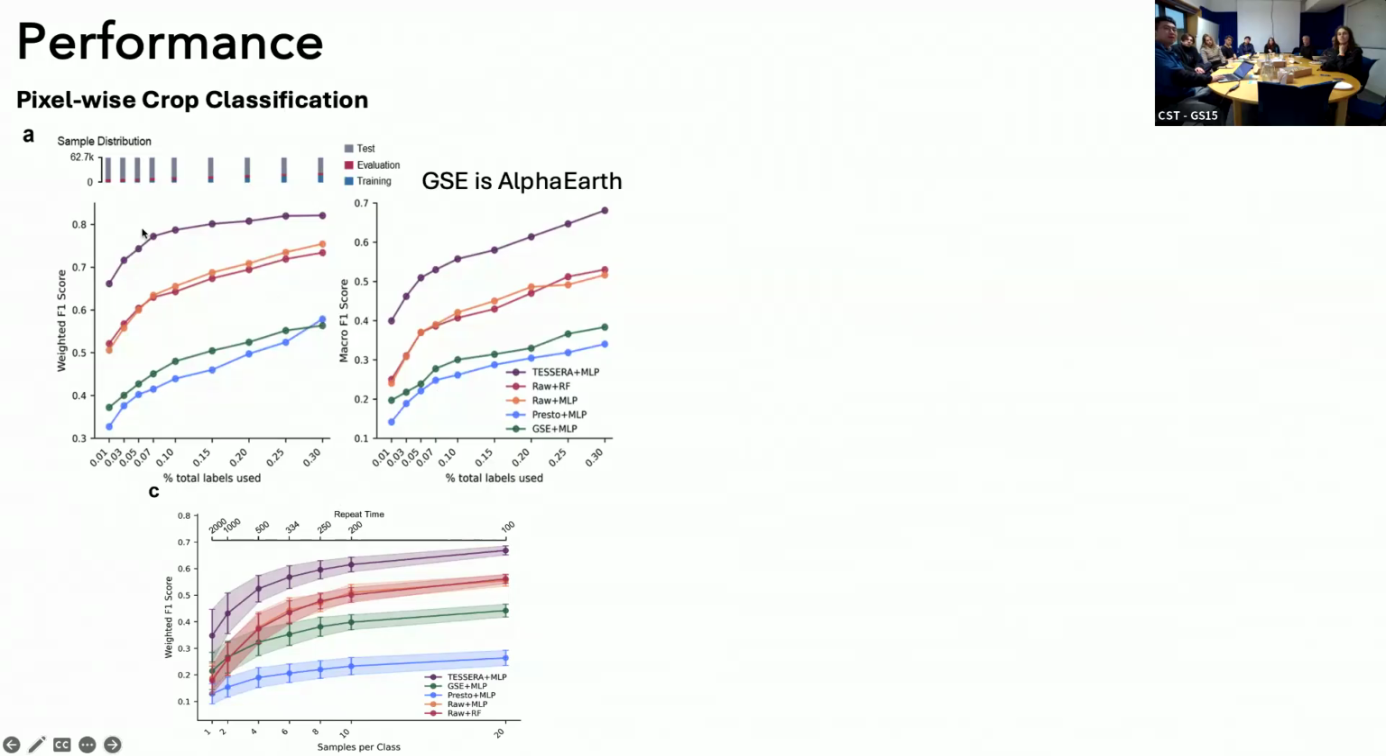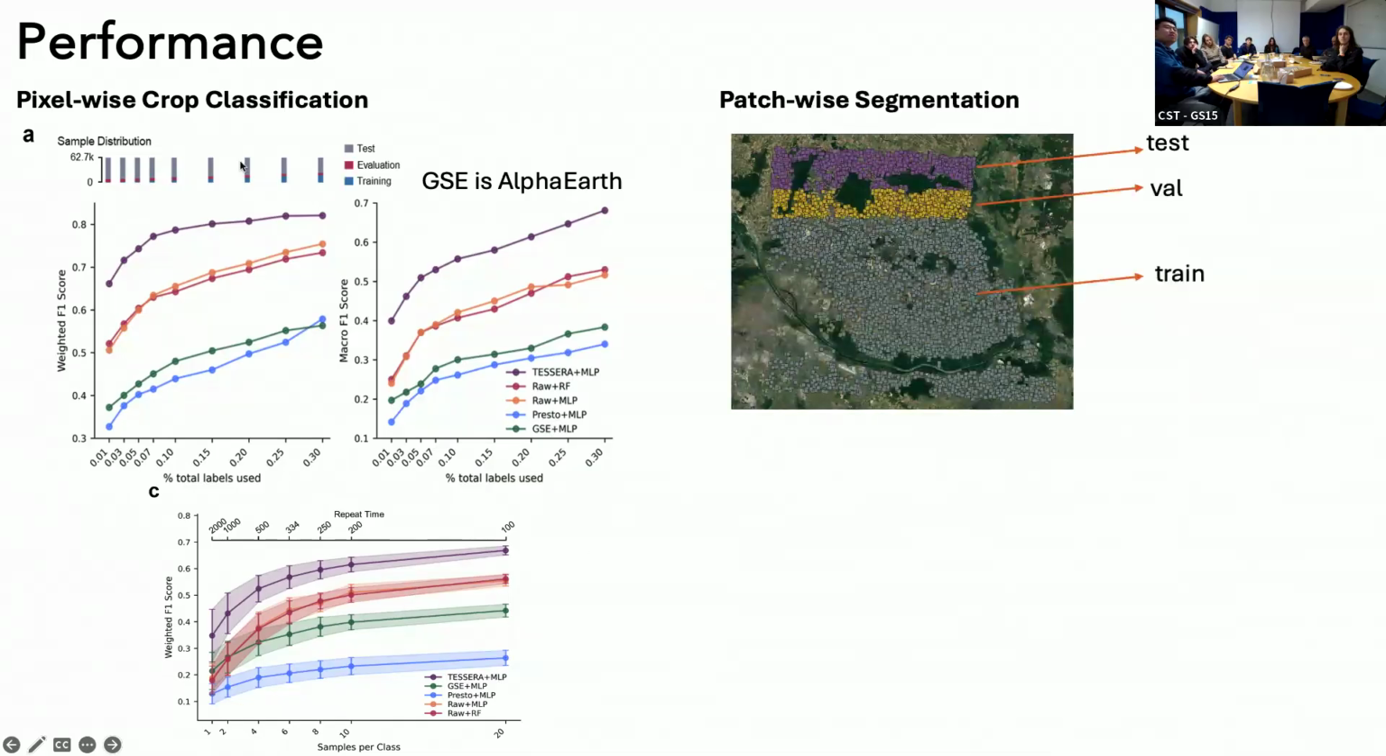Yeah, so figures A and C show the performance of different foundation models: TESSERA, Presto, Alpha Earth, and also the baseline. So this is a pixel-wise crop classification. We also evaluated on the patch-wise segmentation task, where this is the data split strategy.